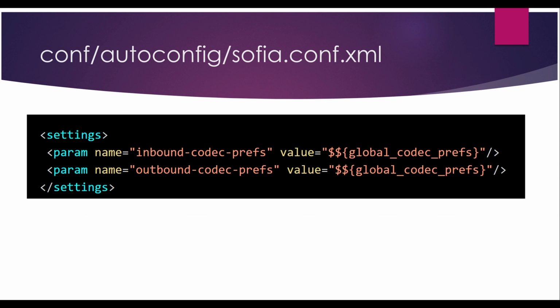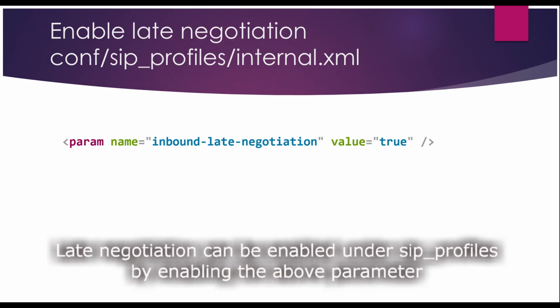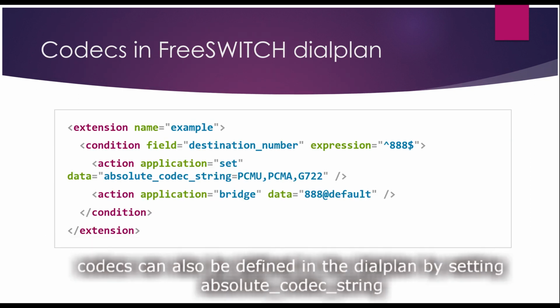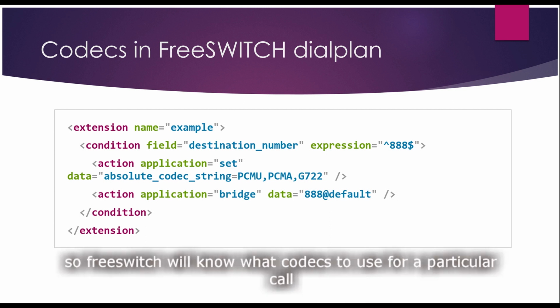You can define the inbound codecs and outbound codecs that FreeSWITCH will support. Late negotiation can be enabled under the SIP profiles by setting the inbound late negotiation parameter to true. After doing that, you can define the absolute codec string also in the dialplan. So when a call hits the dialplan, FreeSWITCH knows which codecs to use for that particular call.